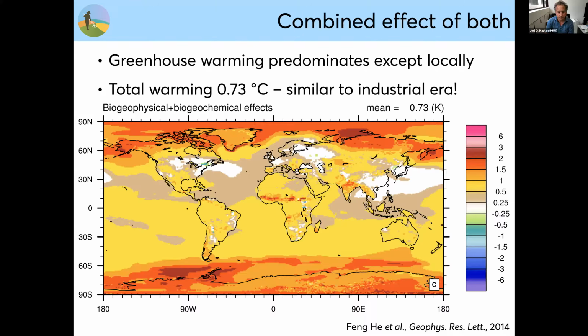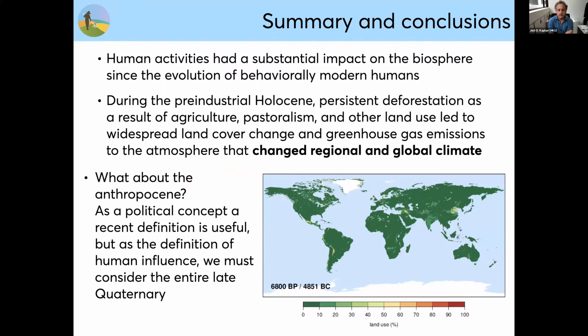So I'm out of time and just want to conclude now by hoping that I was able to convince you that humans have had a very big influence on the global environment, on regional and possibly even global, since the last ice age. And during the most recent period in Earth's history, the Holocene, human activities were so pervasive that they changed regional and global climate. So what does this mean?